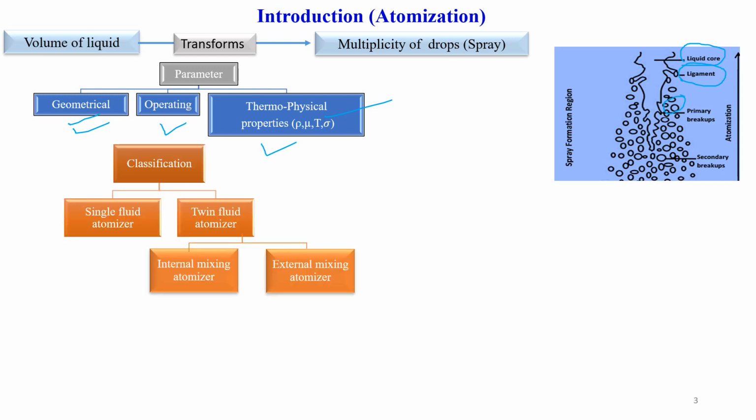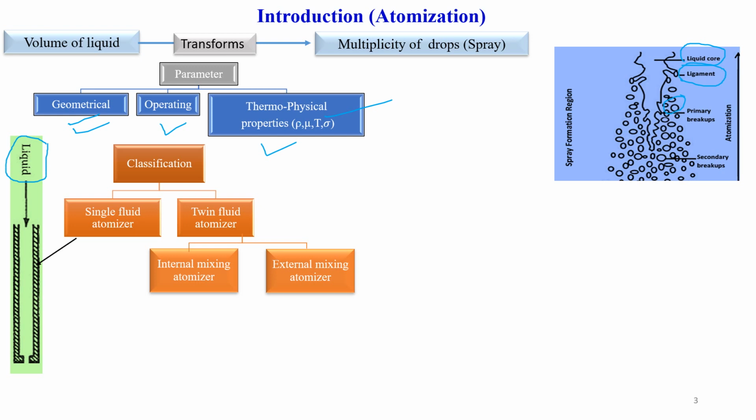Okay, next point. Here I would like to explain the classification of atomizers. First one is the single fluid atomizer. Here we can see only liquid is used for the atomization purpose. So here there is only one liquid, with no additional air in this atomizer, known as the single fluid atomizer. Next one is the twin fluid atomizer. Here we use liquid and air for the atomization process.